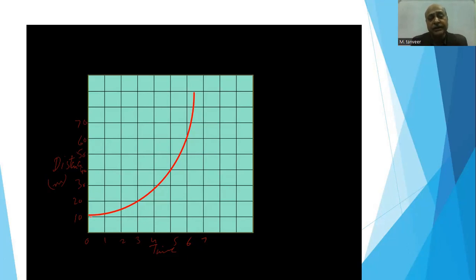You will draw the tangent on this curve. This is the tangent. You will take 2 points on this tangent. Suppose I have taken this point, and second point I have taken this. This is y1. This is y2. This is along the y-axis. You will make a triangle.